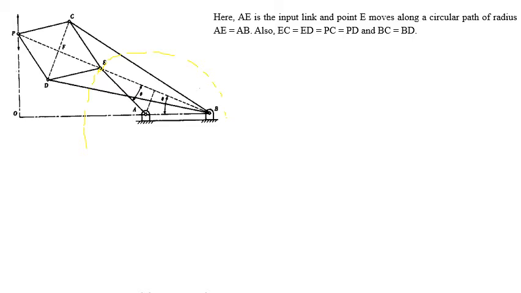Also in this trapezium, the length of EC should be equal to the length of PC, the length of PC should be equal to the length of PD, and PD should be equal to DE. So all the lengths of the 4 links should be equal, and also the length of BC should be equal to the length of BD.